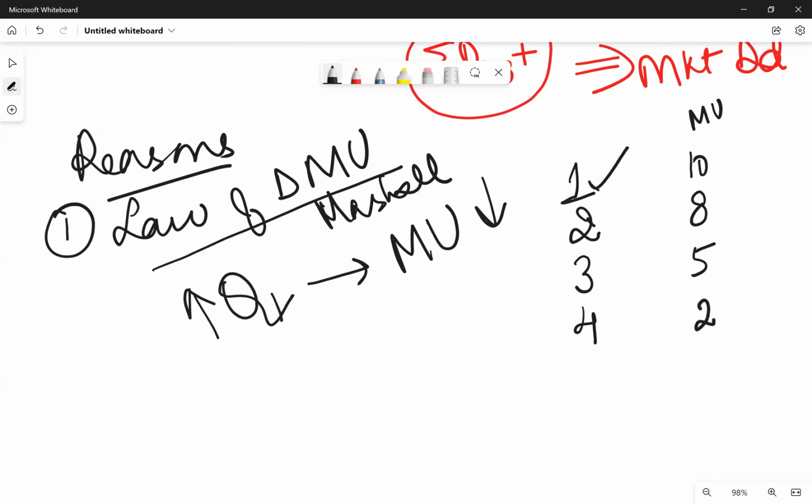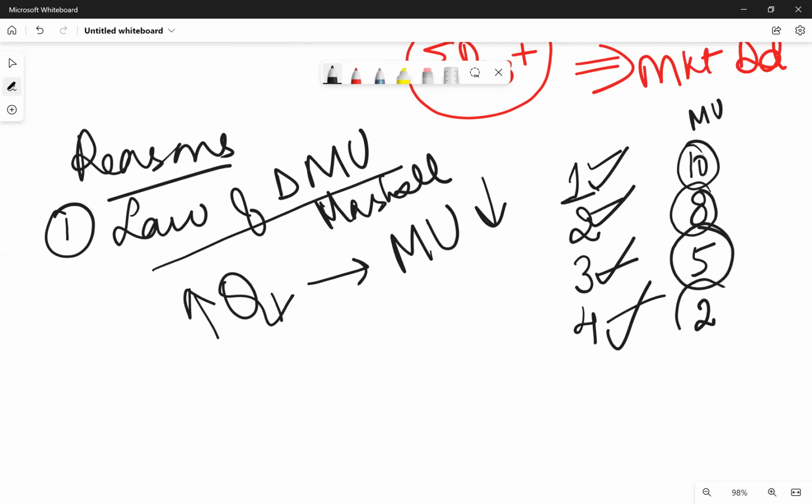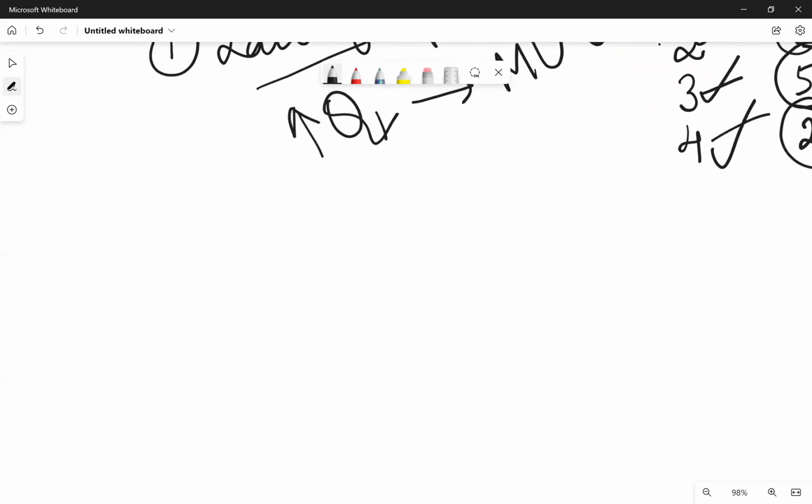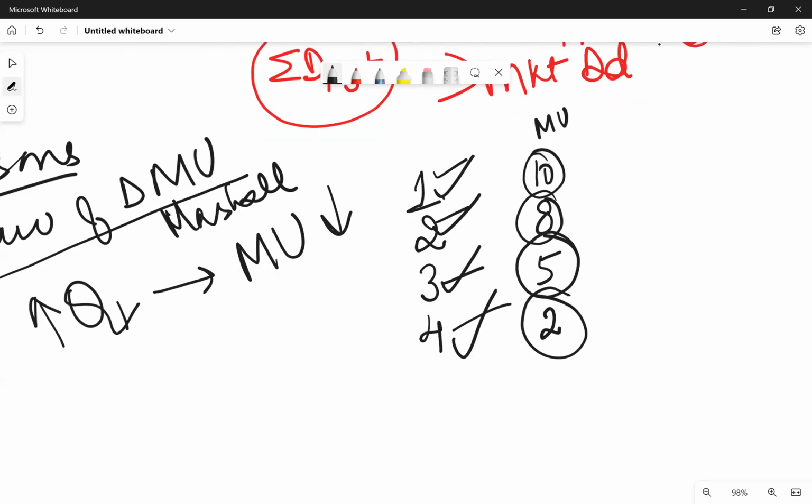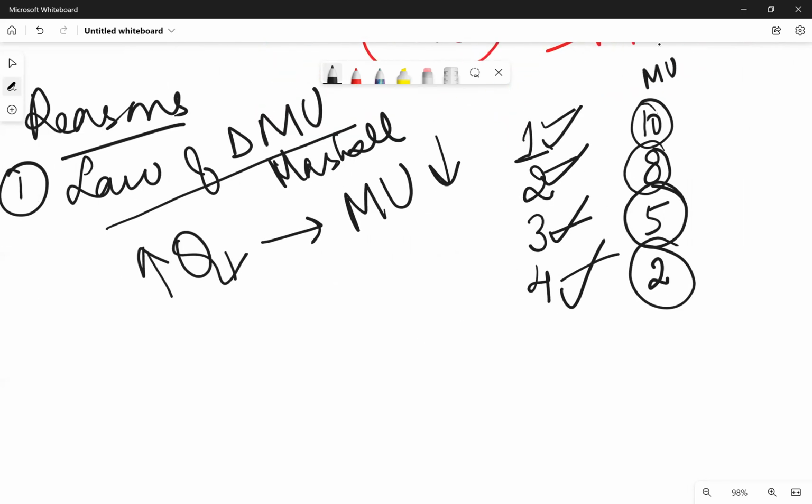So as we are increasing the number of units that are consumed, this is the first, second, third, and fourth, the marginal utility that is derived from each successive unit will keep on falling. Okay. Now, second reason, and that is why this is considered to be the reason for a downward sloping demand curve is, see, if you get a higher marginal utility from consuming a commodity, you will be willing to pay more for it, right?